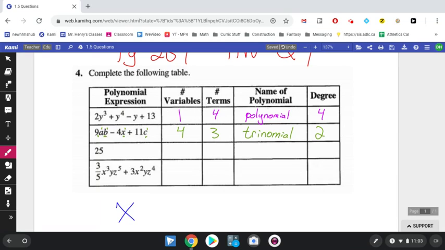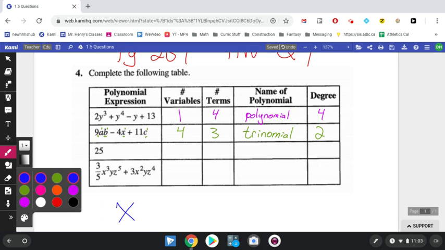25 does not have any variables. It's just 25. It's just a constant. Okay, it has one term, 25. That's it. There's no add or subtract. It's just 25. And the name for that is a monomial, or we might even call this a constant because there isn't a variable piece. The degree of a constant is 0.